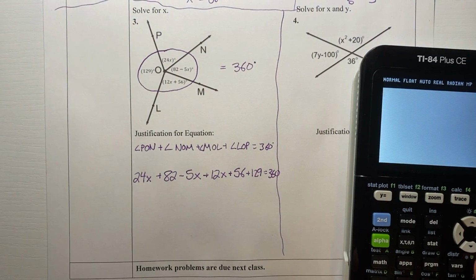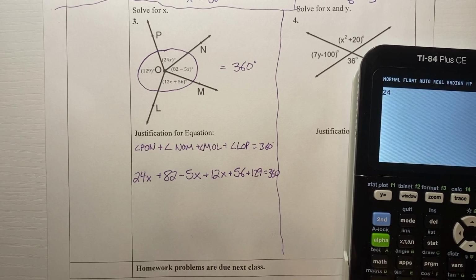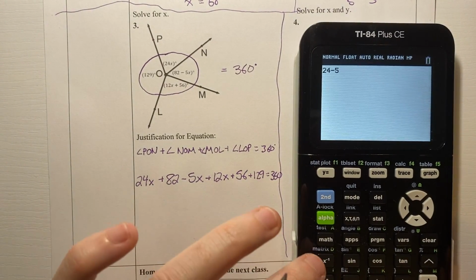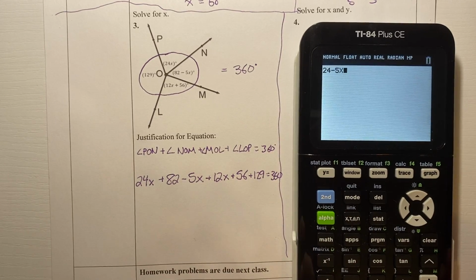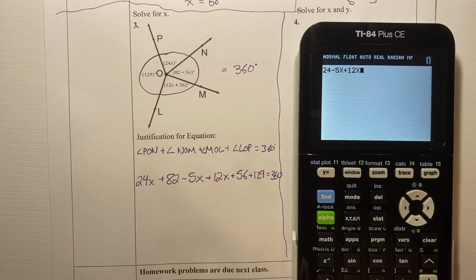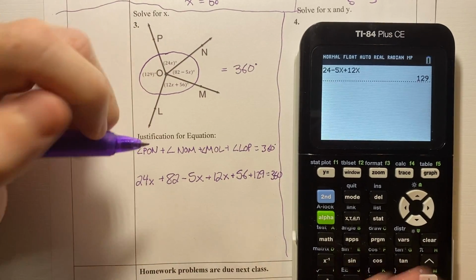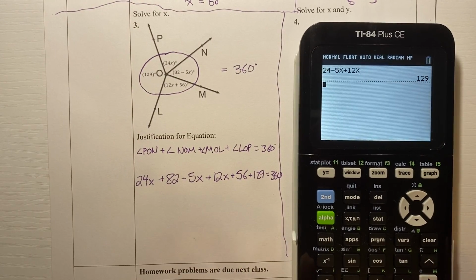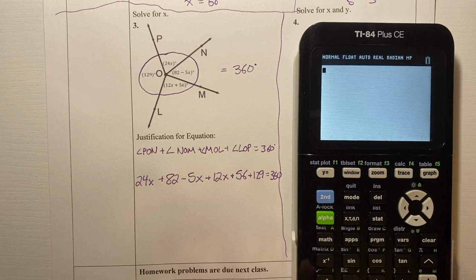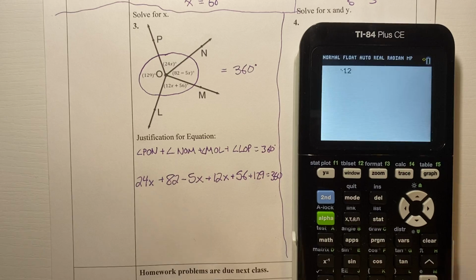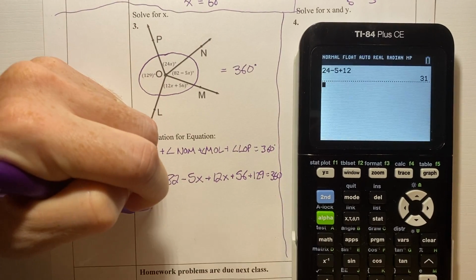All right, so we have 24x, a negative 5x, and a positive 12x, and those are all my x terms, 1, 2, 3 x terms. Sorry, I'm putting an x. What am I doing here? 24 minus 5 plus 12. There we go. We have 31 x's all together.